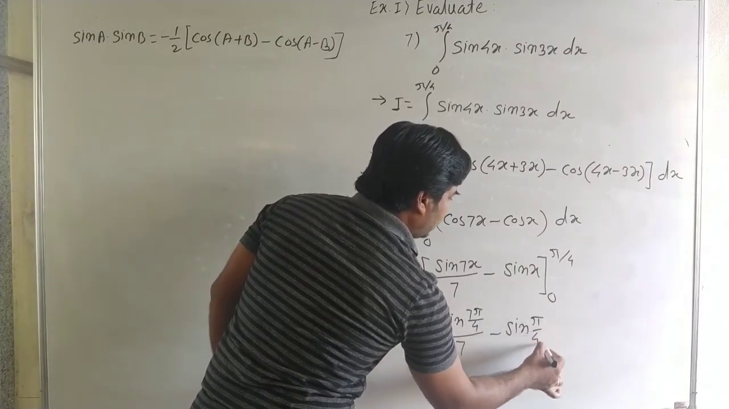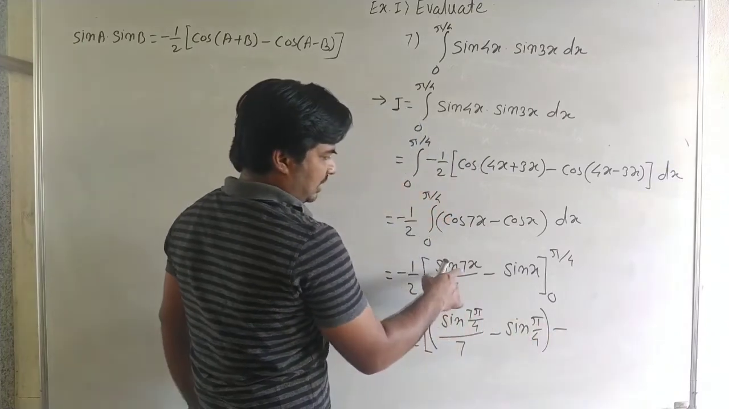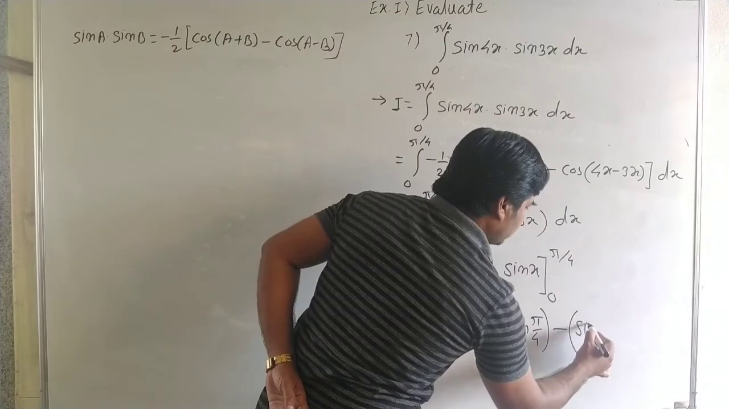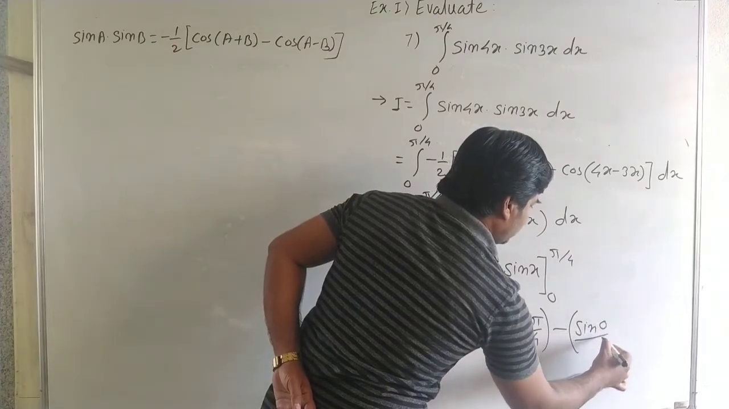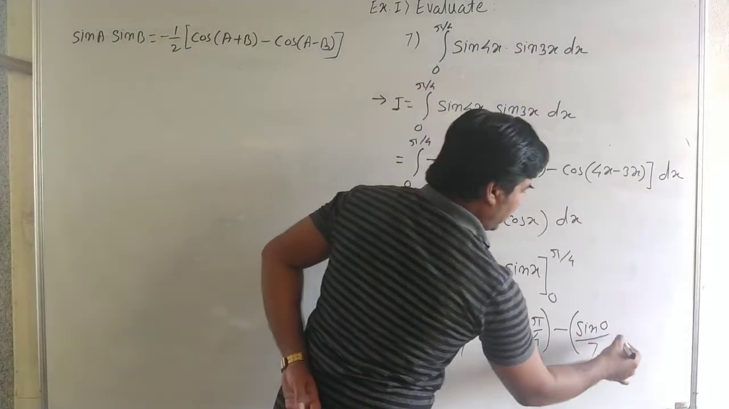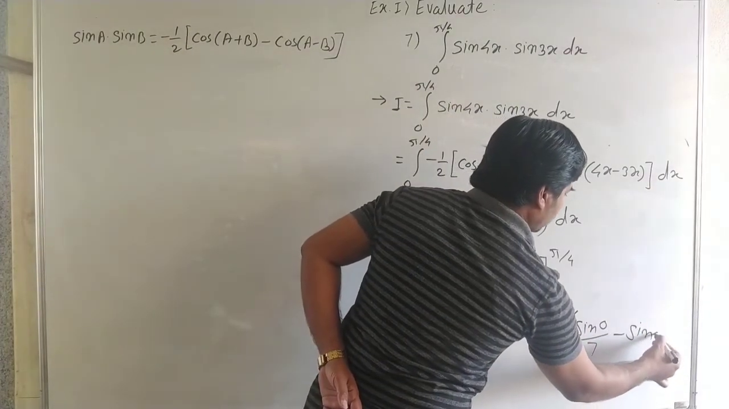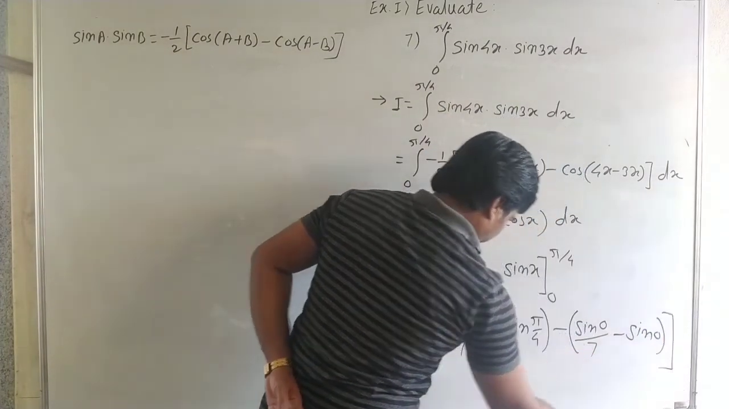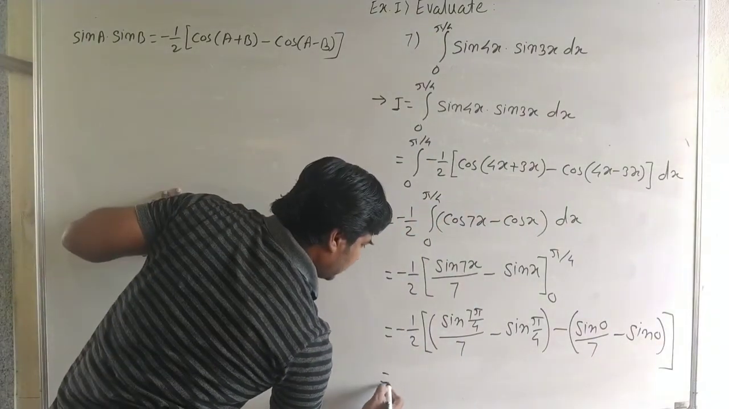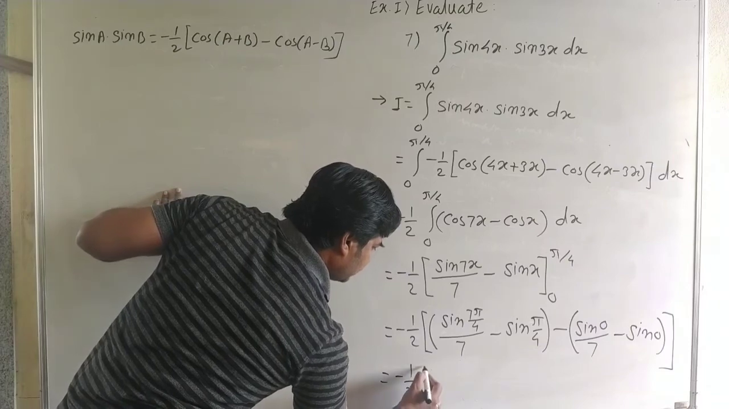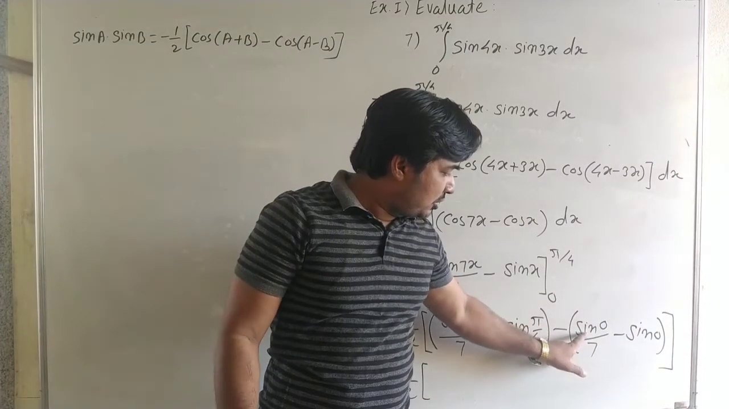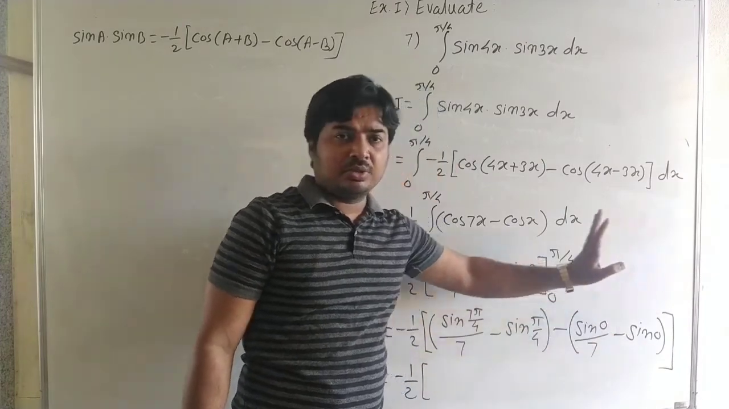We take the upper limit, okay, x replaced by pi by 4. Now sin 0 upon 7, we can put 0 for the lower limit, and minus sin 0. Okay, now here you can write minus 1 by 2 into, here sin 0 is 0, therefore the last terms get cancelled.